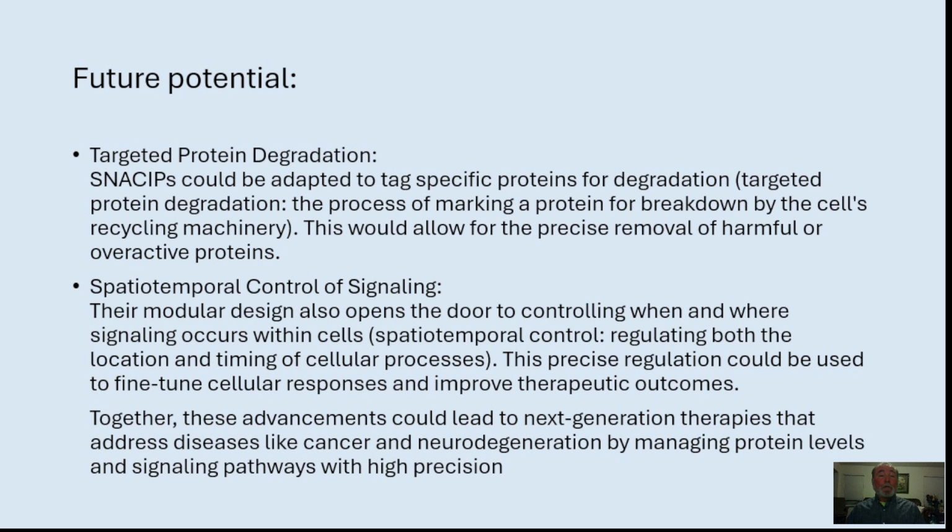Spatial temporal control of signal. Their modular design also opens the door for controlling when and where signaling occurs within cells, which is very nice. Together, these advancements could lead to next-generation therapies that address diseases like cancer and neurodegeneration by managing protein levels and signaling pathways with high precision.